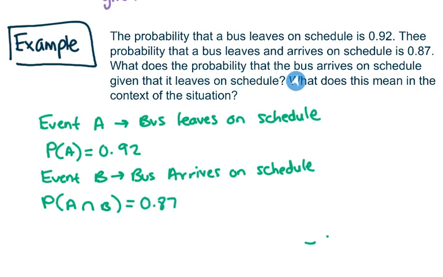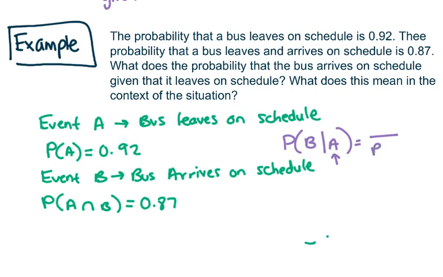What is the probability that the bus arrives on schedule given that it leaves on schedule? So I'm looking for the probability that a bus arrives on schedule, so B, given, so that's that line, that it leaves on schedule. So given A. And so whatever the given is, that always goes on the bottom of your fraction.